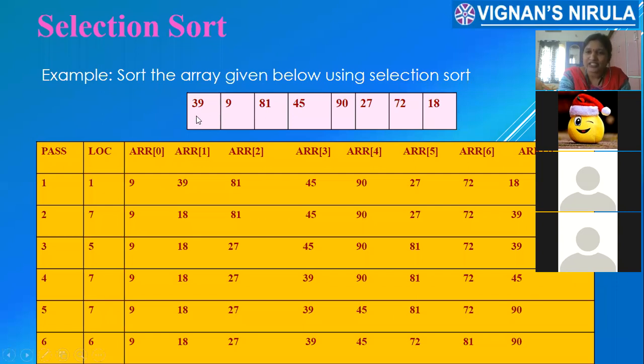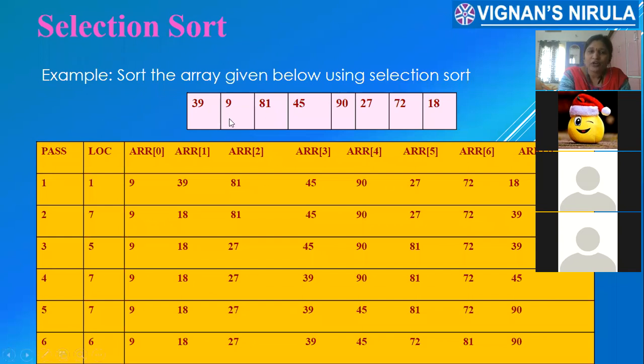The position is taken as 0. It has to be compared with the rest of the elements. If the rest of the elements are smaller than the smallest element, the smallest element becomes the current element and the location has also been swapped. Do you understand how it is working? Yes, ma'am.